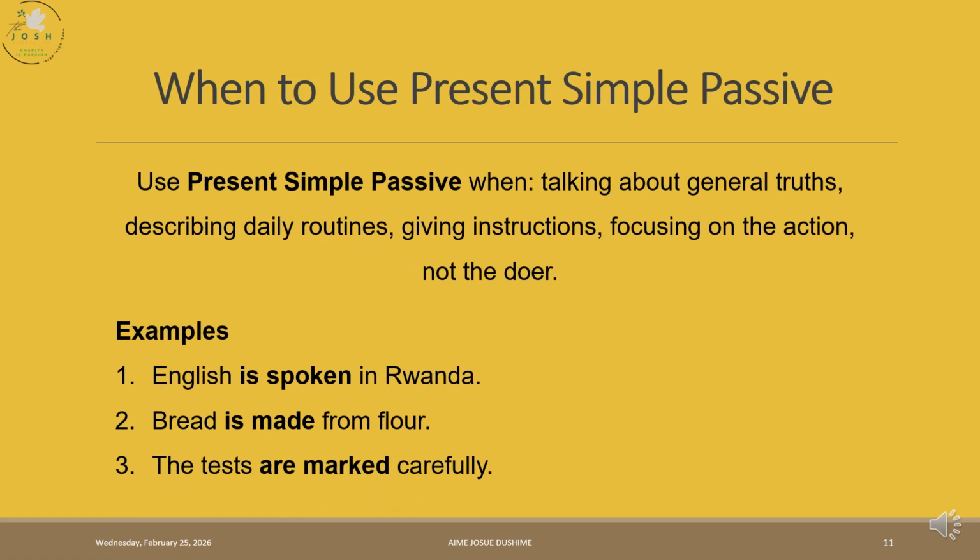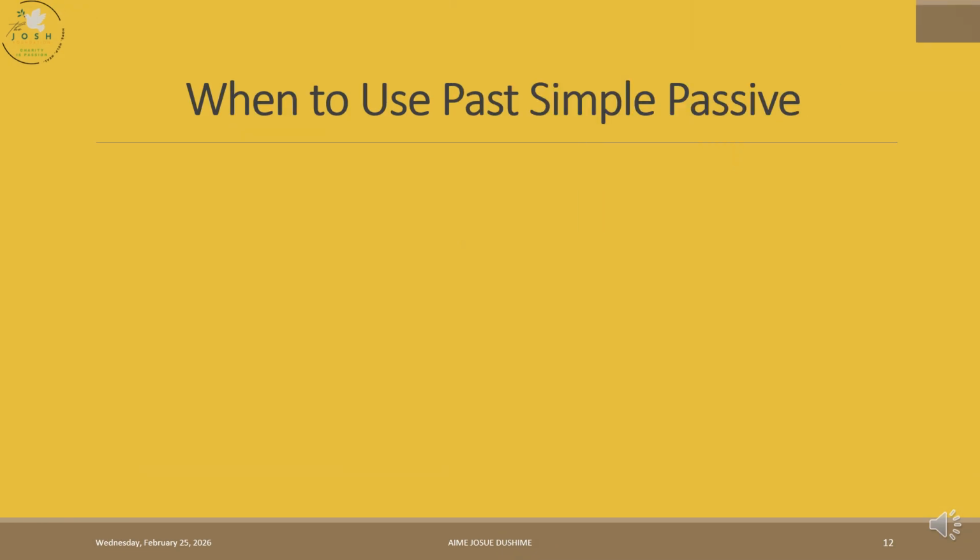When do we use present simple passive? As I said before, we use it when we are talking about general truth, describing routines, giving instructions, and when we are focusing on the action or the doer. English is spoken in Rwanda. Bread is made from flour. The tests are marked carefully.